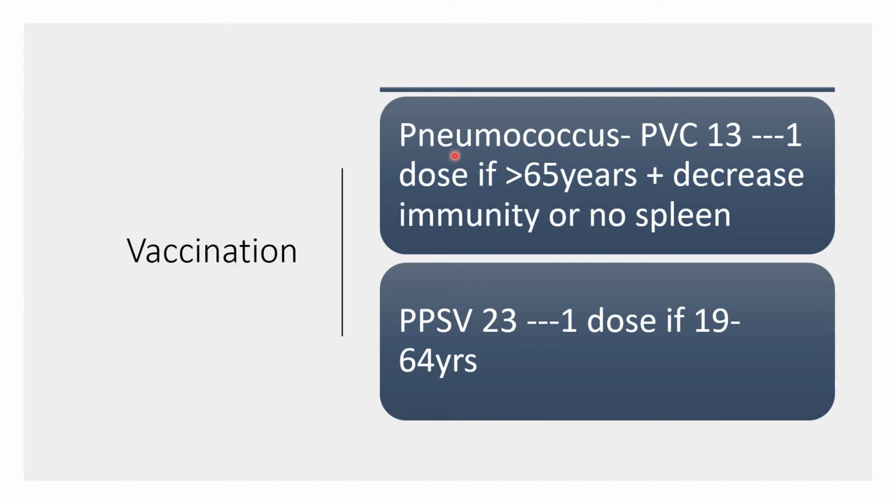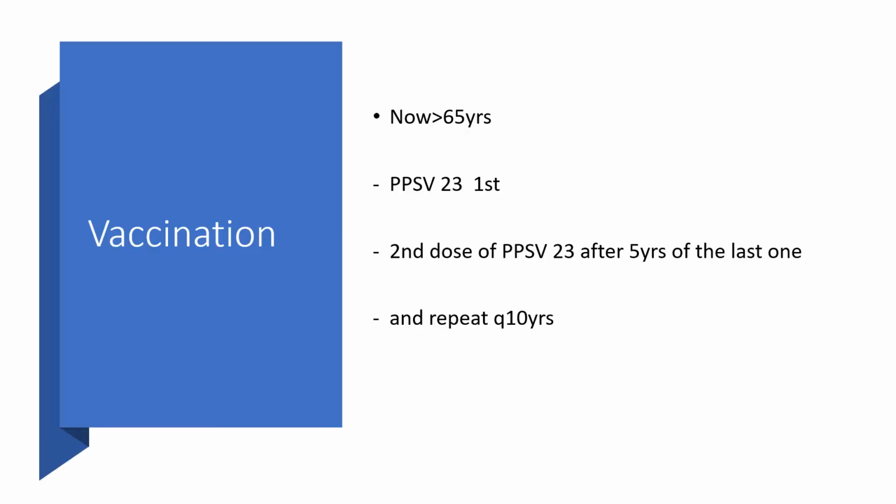For the pneumococcal conjugate vaccine, PCV 13, that is Prevnar 13, or Synflorix, PCV 10, you need 1 dose if you are greater than 65 years with decreased immunity or you don't have a spleen. The polysaccharide, 1 dose now if you are between 19 and 64 years. If you are greater than 65 years, you take the polysaccharide now, and then another dose of the polysaccharide after 5 years. And you repeat every 10 years.